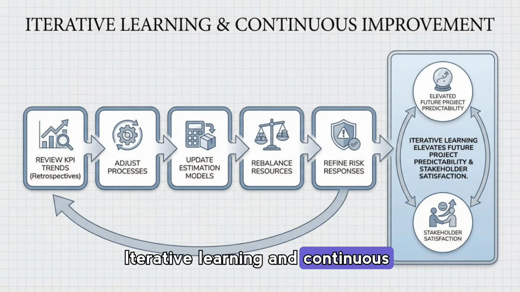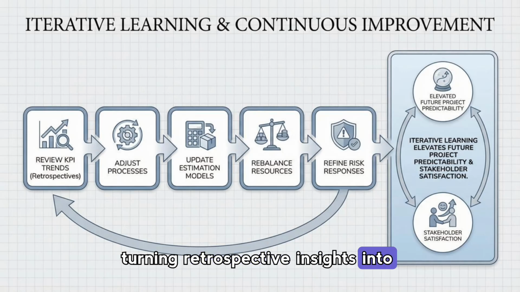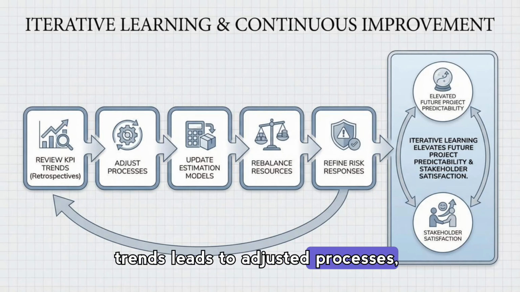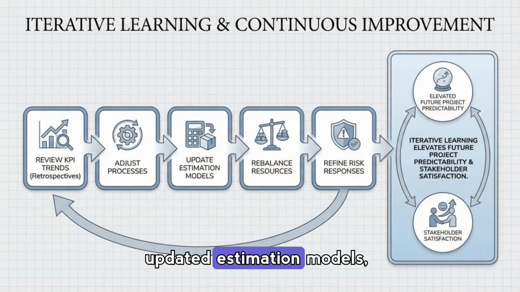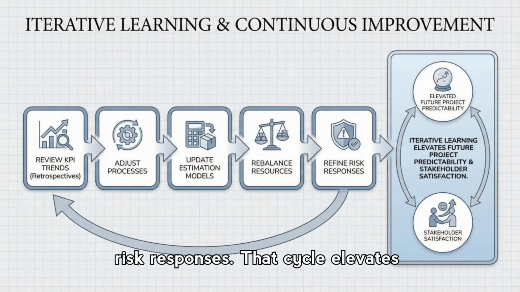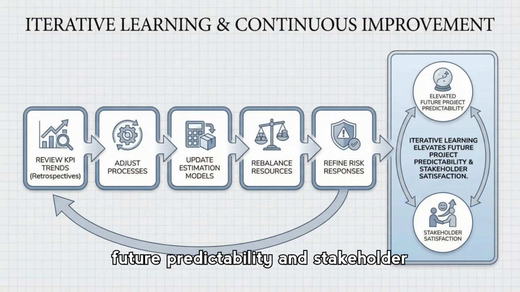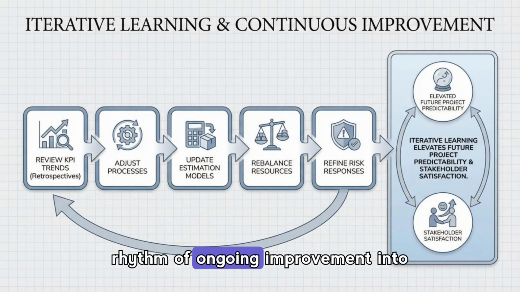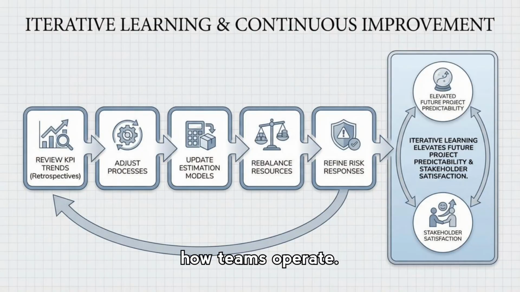Iterative learning and continuous improvement close the loop by turning retrospective insights into process changes. Reviewing KPI trends leads to adjusted processes, updated estimation models, rebalanced resources, and refined risk responses. That cycle elevates future predictability and stakeholder satisfaction while embedding a rhythm of ongoing improvement into how teams operate.